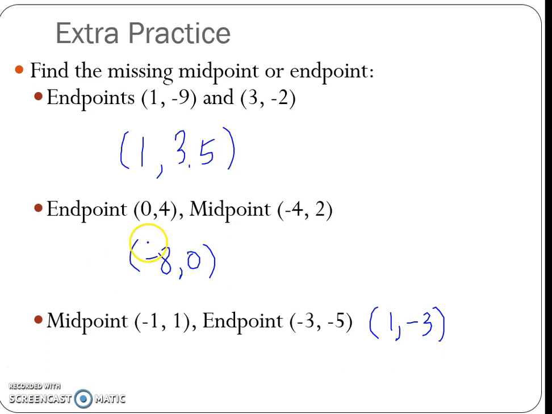Here are the answers. First one is 1 and 3.5, or you can write 7 over 2. This one is negative 8, 0. And then this one is 1 and negative 3.